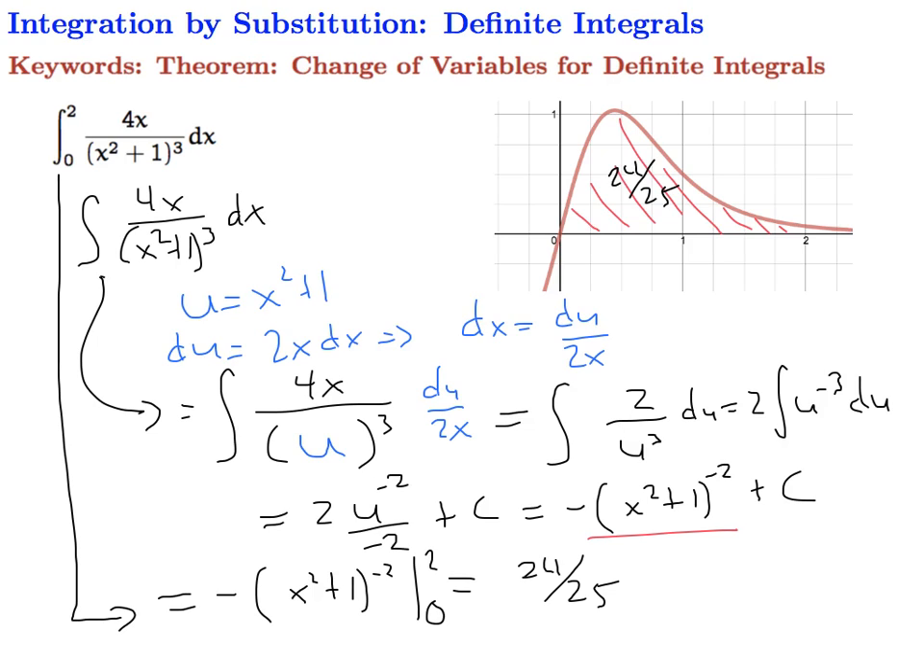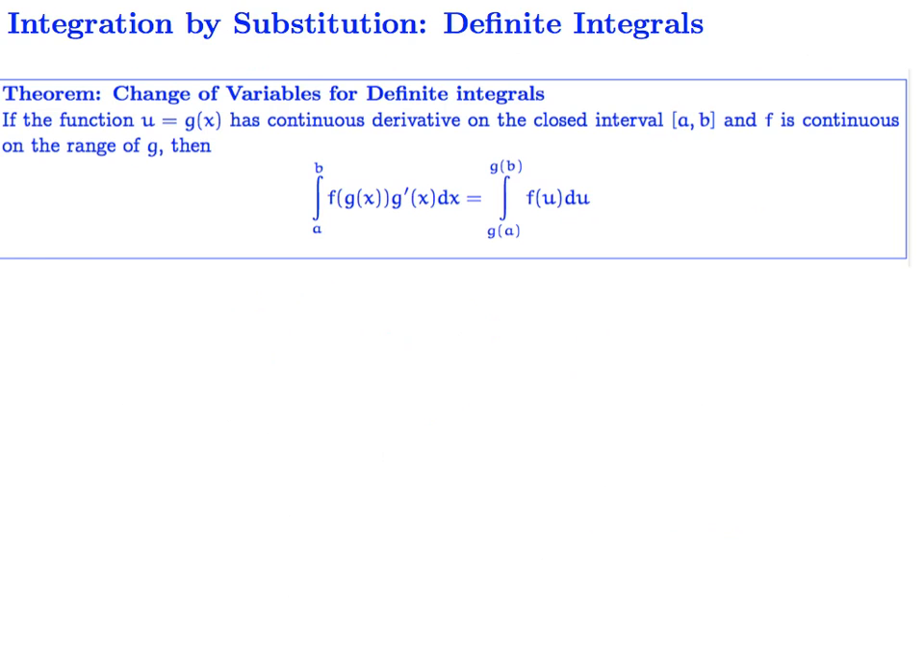Now this process really isn't so bad, but there is a slicker way that you can do this if you want to. What you can do is use the theorem called the change of variables for definite integrals theorem. What this theorem basically says is you start out the same as if you were going to use a change of variables, but you're also going to change your upper and your lower bounds as well using your substitution function.